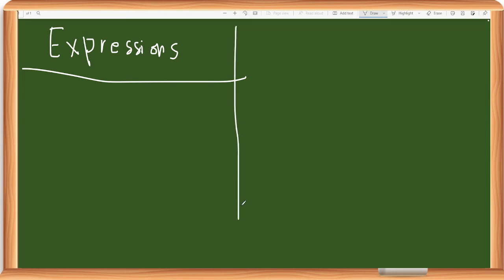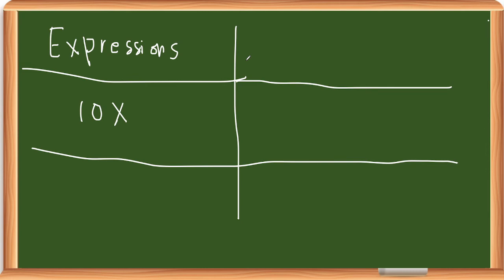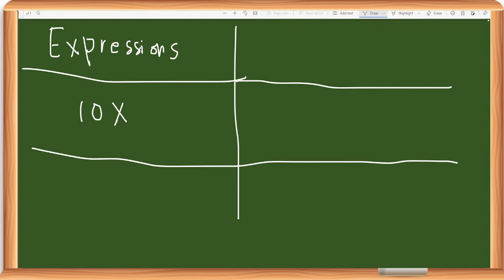Okay. For example, if we have 10x, how are we going to determine if this is a polynomial or not? So we're going to identify if this is polynomial or not. In order for you to identify if this is polynomial or not, I'm going to give you two things to remember.